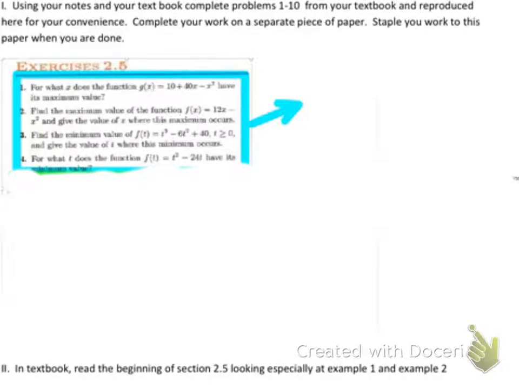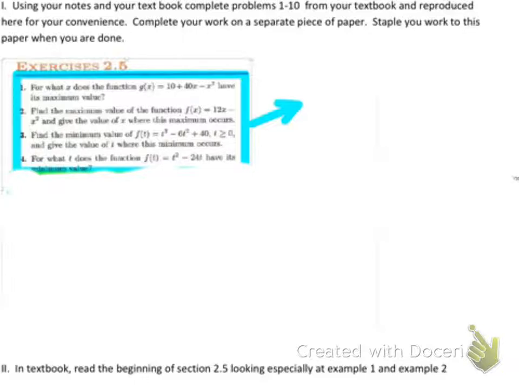In this video, I'm going to do the first 4 problems of the 2.5 homework. So our topic is optimization. Question number 1 says, for what x does the function g of x equals 10 plus 40x minus x squared have its maximum value?